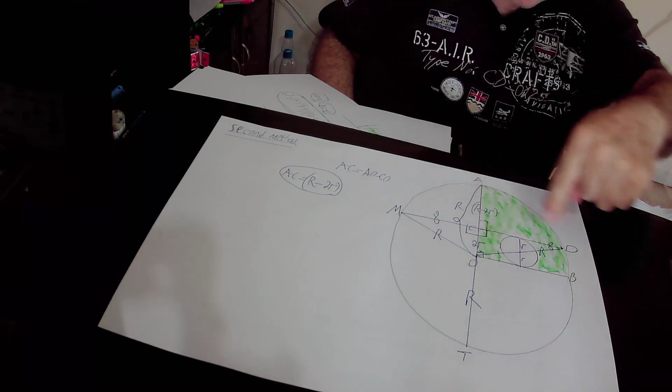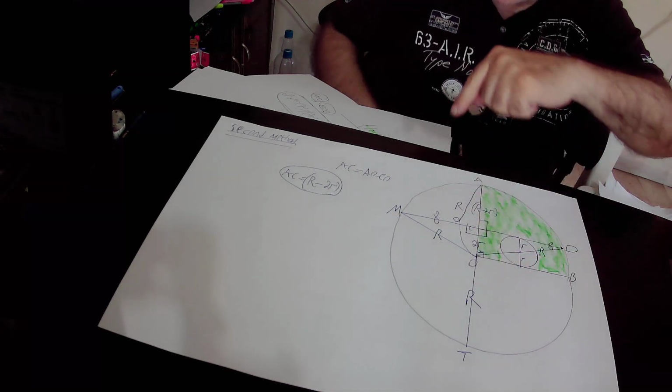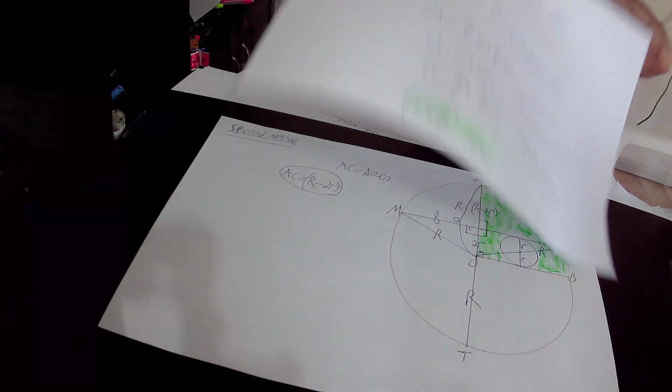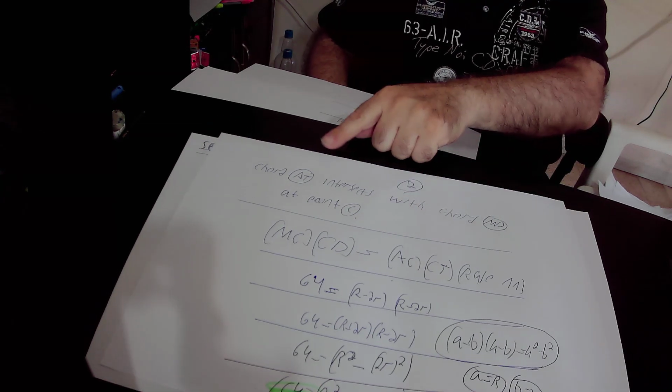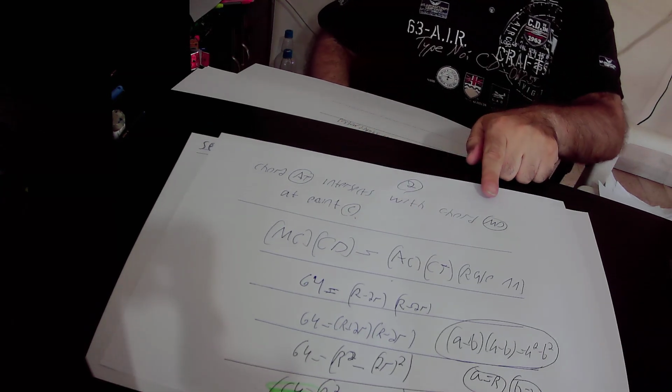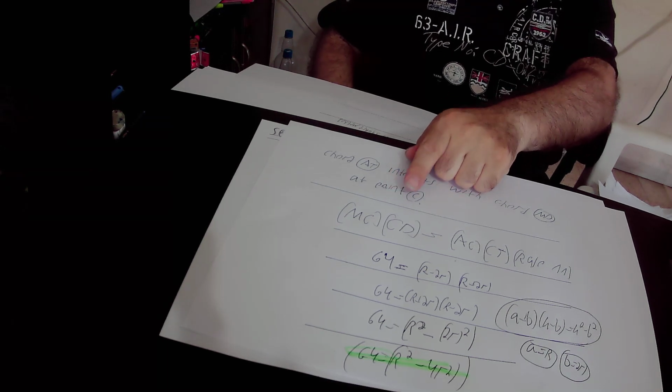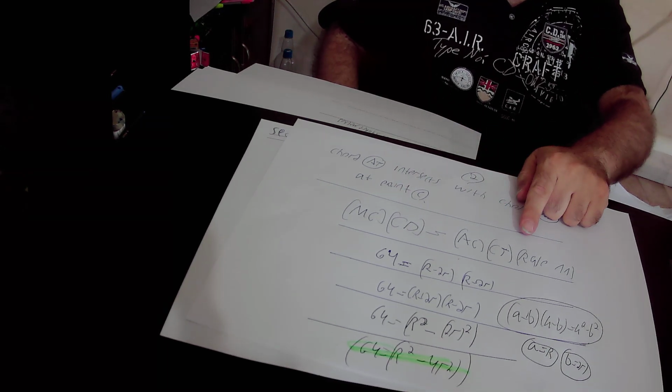Again, MC times CD equals AC times CT. Repeat again: we have chord AT that intersects with chord MD at point C. Therefore, according to rule number 11, we get that MC times CD equals AC times CT.